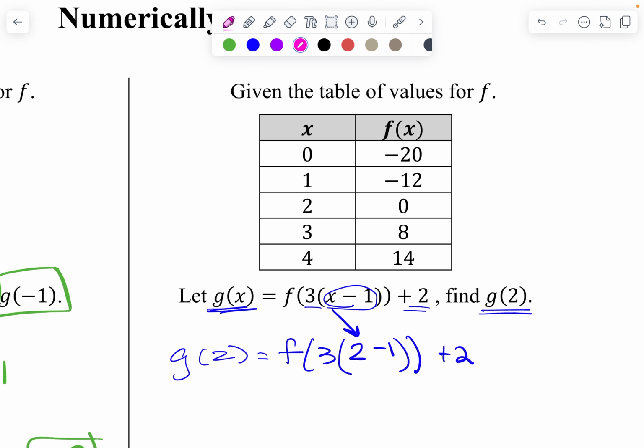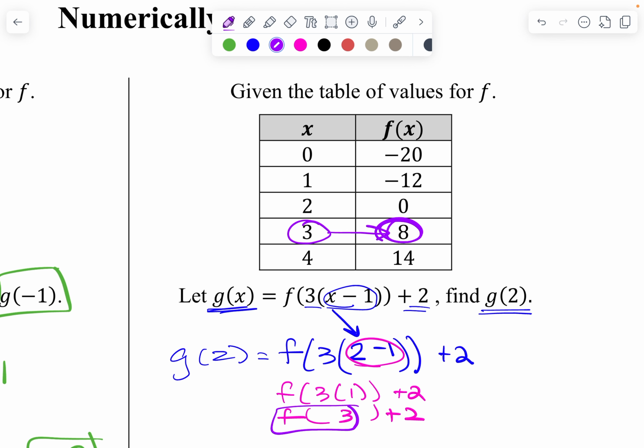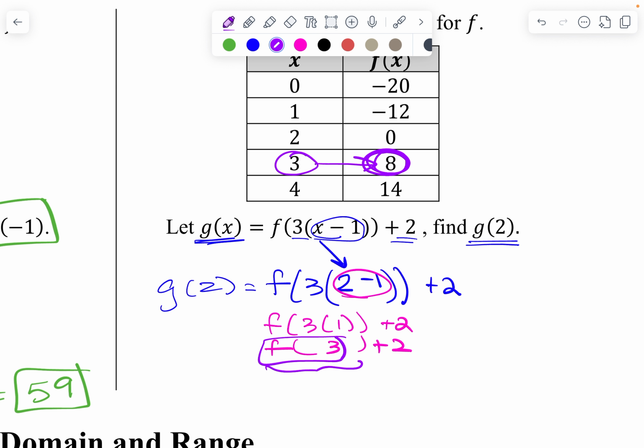So here we go. Inside functions first. So we go 2 minus 1 is just 1. So we're looking for f of 3 times 1. Well, we know 3 times 1 is just 3. So now we're looking for just, hey, what's f of 3? Well, when I input 3, I get out 8 out of my function. So I know f of 3 is 8. Add the 2, we get 10.